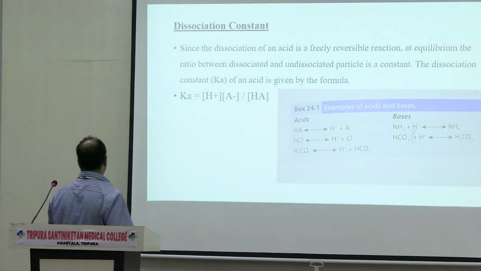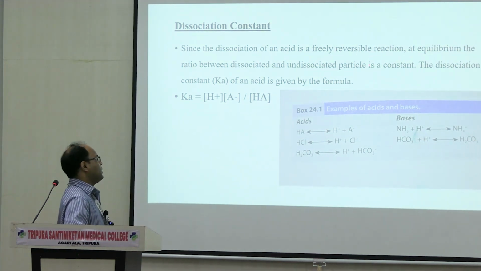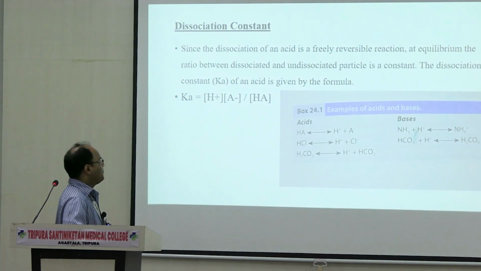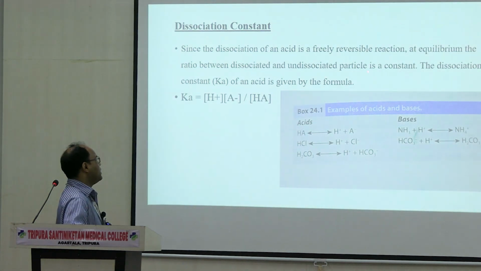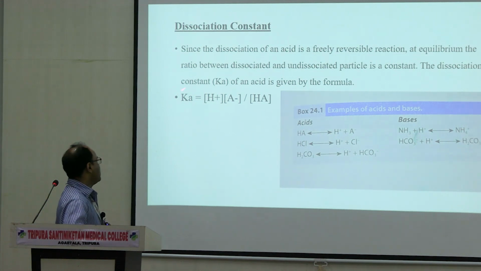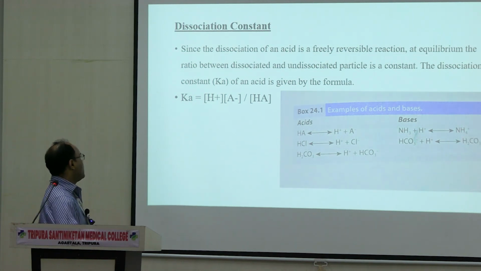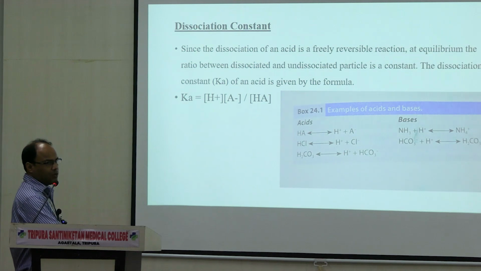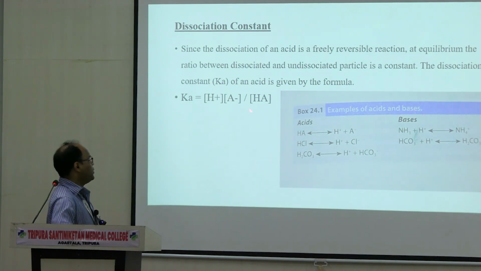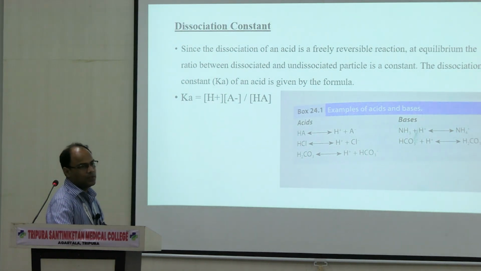Next, what is the dissociation constant? Dissociation is freely reversible. At equilibrium, the ratio between dissociated and undissociated particles is a constant. This constant is called the dissociation constant, K. And the formula is K is equal to hydrogen ion concentration times anion concentration divided by HA, the undissociated molecule. Understand? This is the dissociation constant.